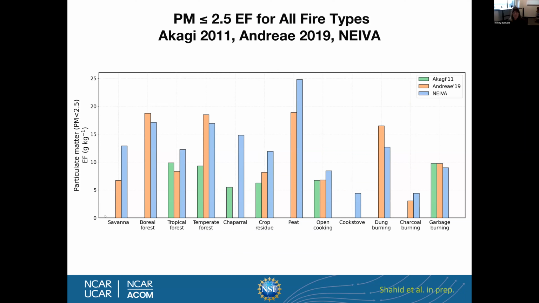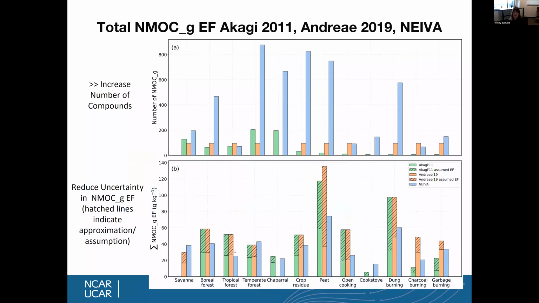So here we have PM 2.5 emission factors from Akagi and Green, Andre and NEIVA. And so we see that, the PM 2.5 emission factors, I don't want to get into details, but we have compared them. PM 2.5, I would say, is relatively well constrained. When we add things like laboratory emission factors, we do get some differences, but this is an example of what we get. I think, again, because we focused on non-methane organic compounds, this is where things get more interesting, right?